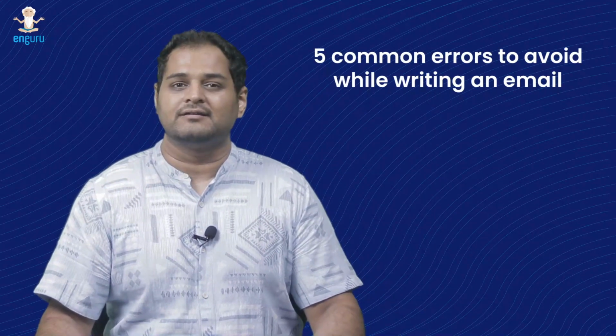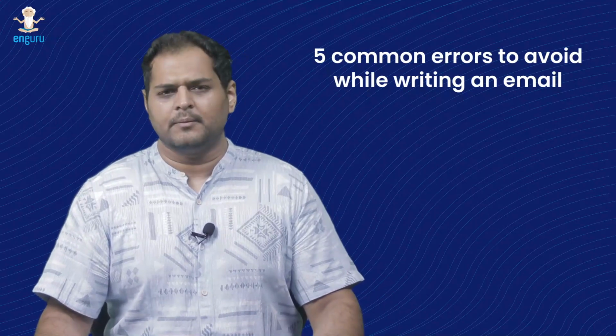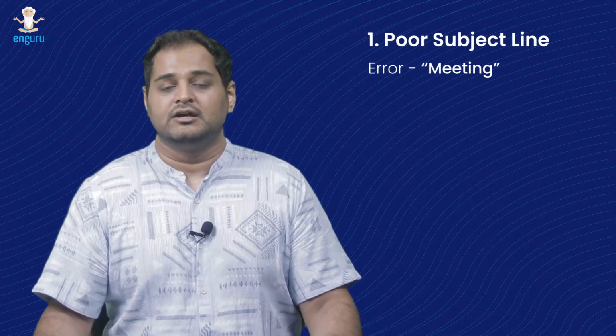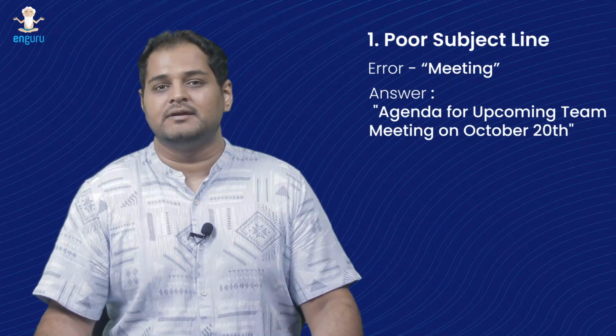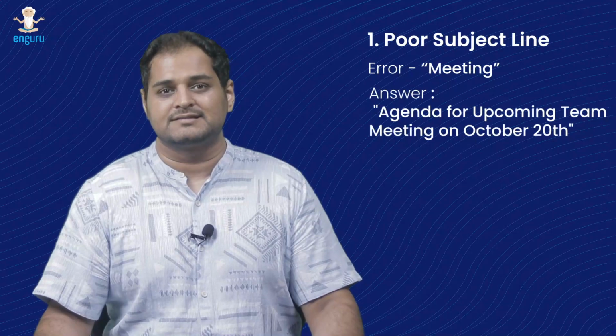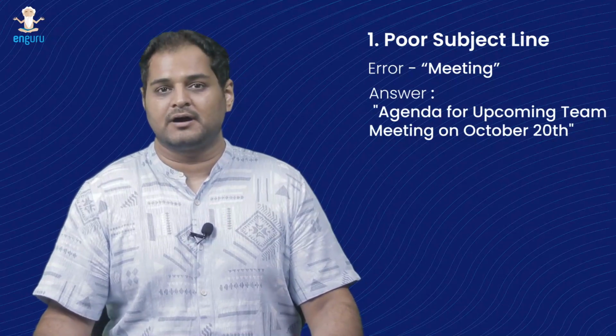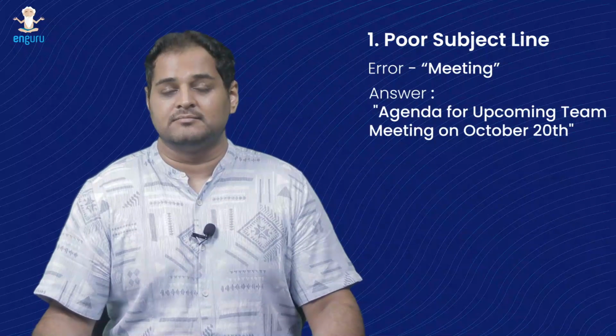Well, let's get started with some common errors that we make when writing an email. The first one, a poor subject line. Your email subject line should be clear and concise. It should summarize the content or the purpose of the email. A vague or an irrelevant subject line can actually lead to your email being overlooked or maybe even considered as spam. For example, rather than just putting meeting as the subject line, you can put agenda for upcoming meeting on October 20th. This lets the reader know what the email is about and they can judge whether they need to address it immediately or not.